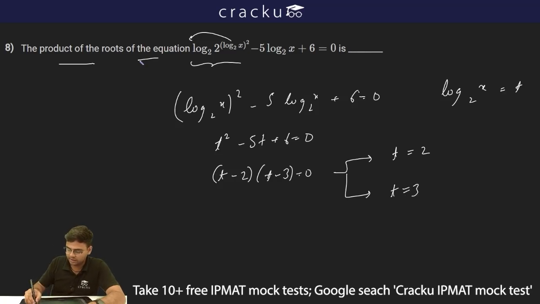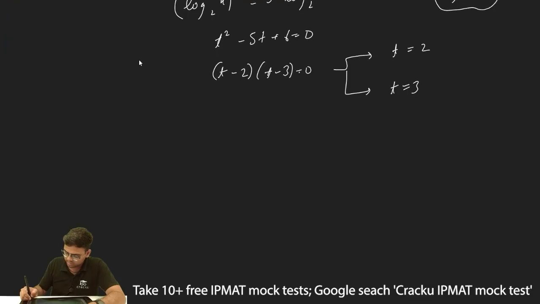Now what was t? t initially was log x to the base 2. Thus I can write, if t is equal to 2, log x to the base 2 is equal to 2, or log x to the base 2 is equal to 3. So there are two possible roots of the equation.